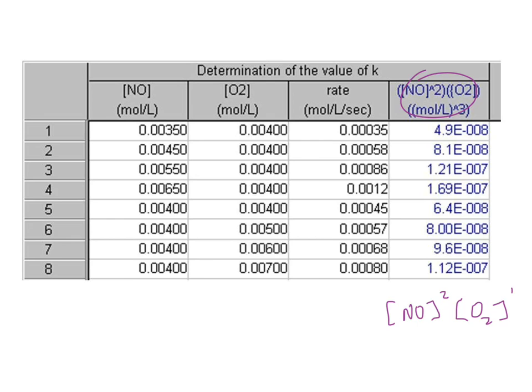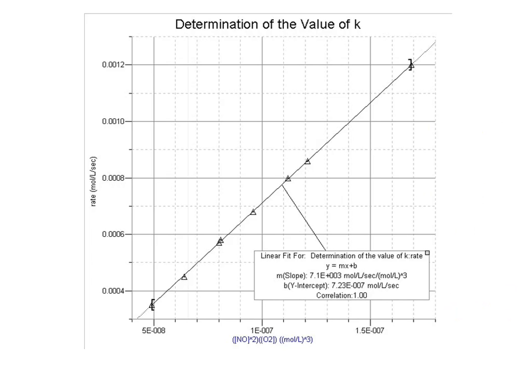Cool. So remember that along the y-axis, it's plain old rate now. We have 8 little data points, where we took the molar concentration of each of the 2 reactants raised to the reaction order. That looks pretty straight. Correlation coefficient of 1.00.